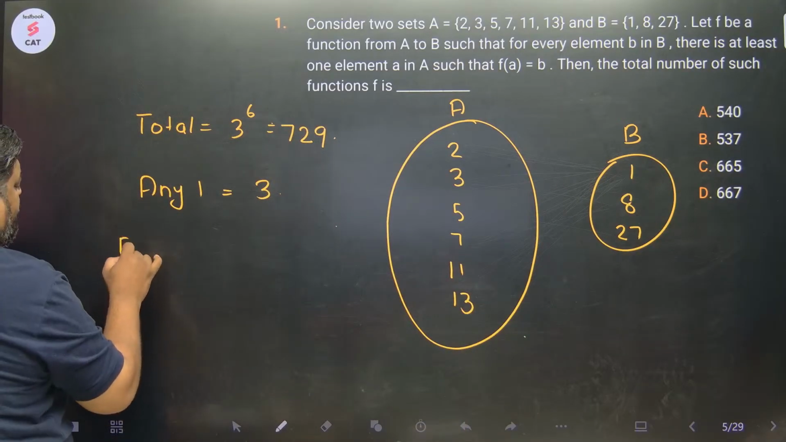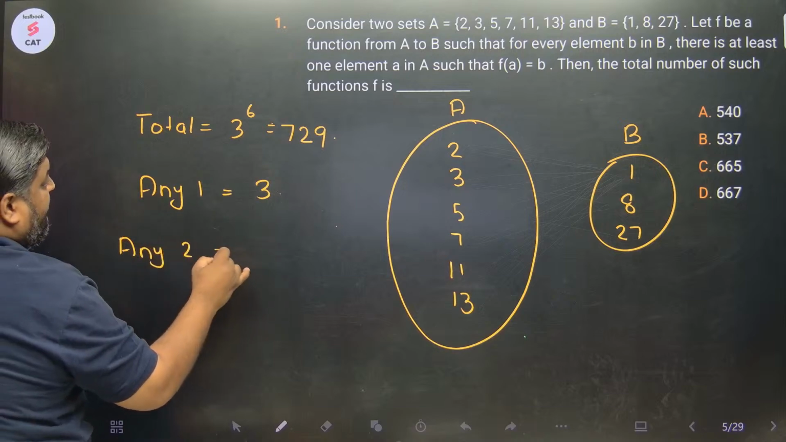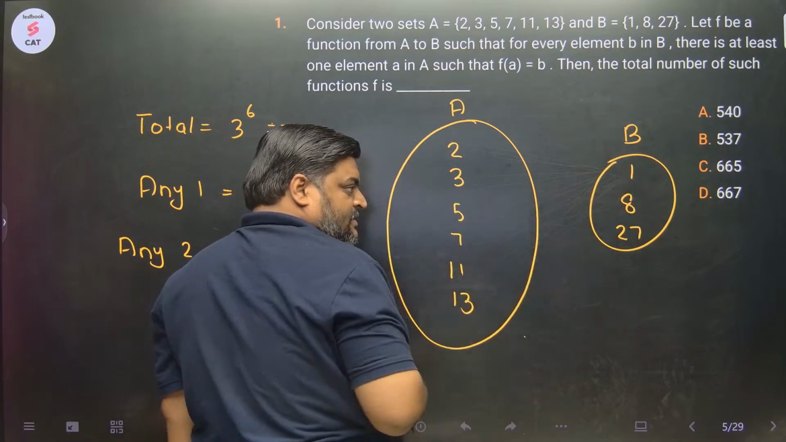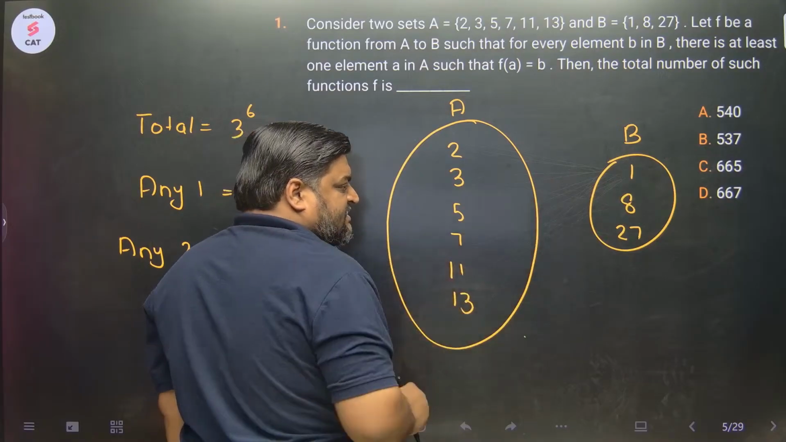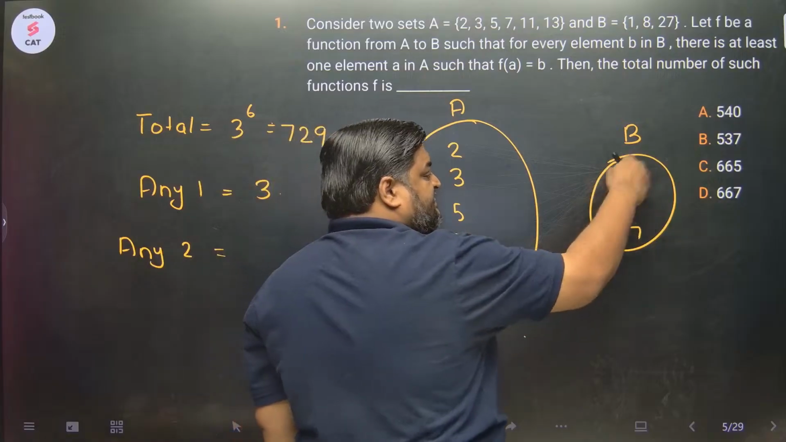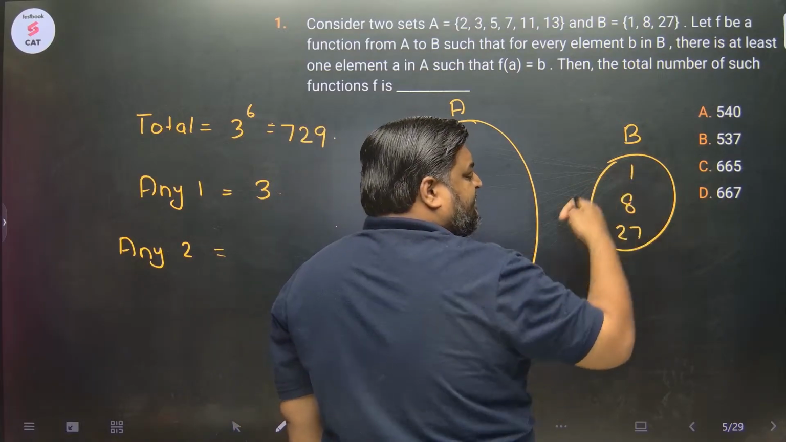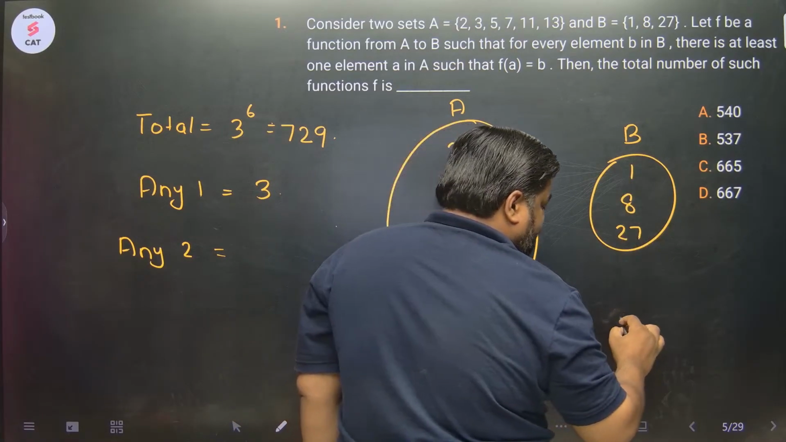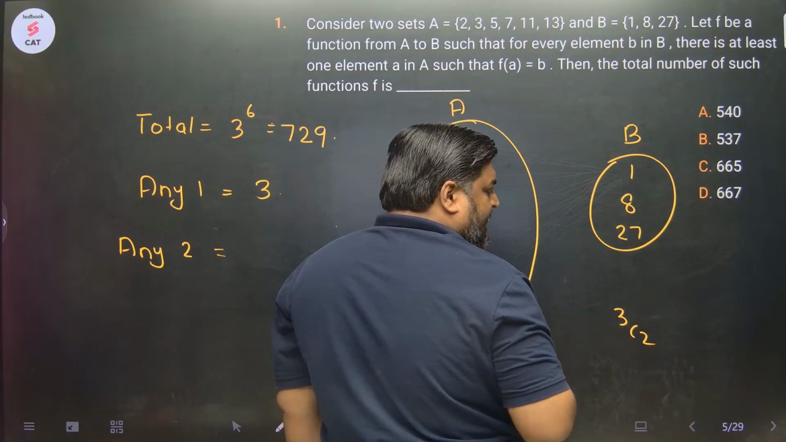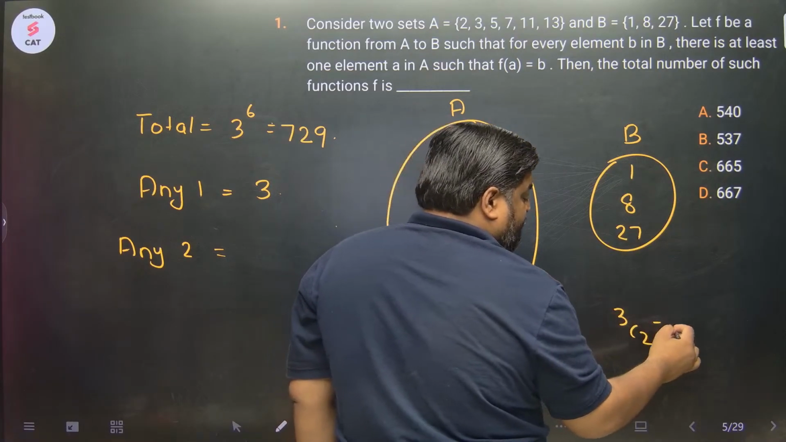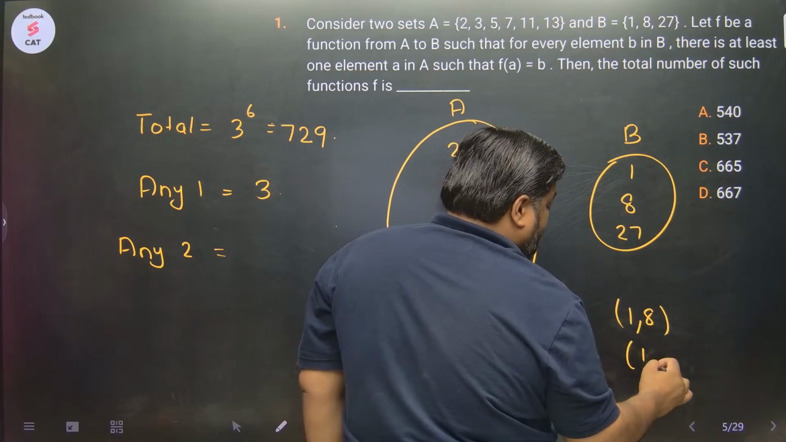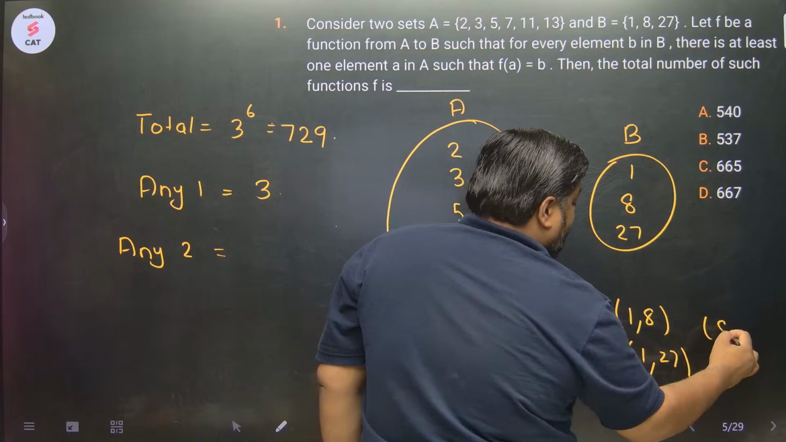Okay, any 2. All the elements in A are mapped to any 2 elements here. In how many cases is this possible? Let's see. First, there are 3 combinations that we can make from here. 3C2. I'll select 2 first out of these 3. 3C2 is 3. So there are 3 combinations possible. One is 18, the second is 127, and the third is 827.